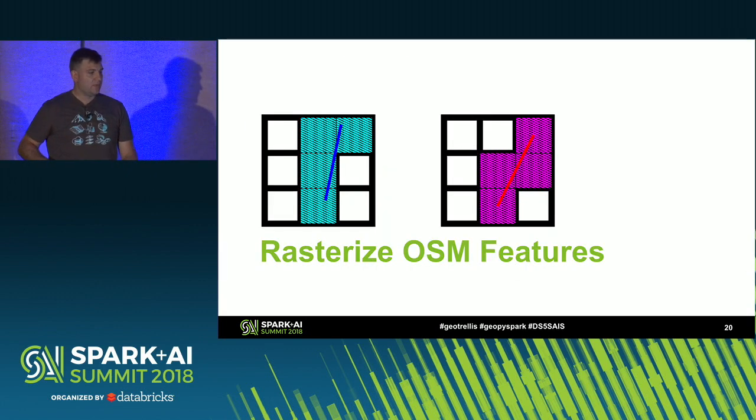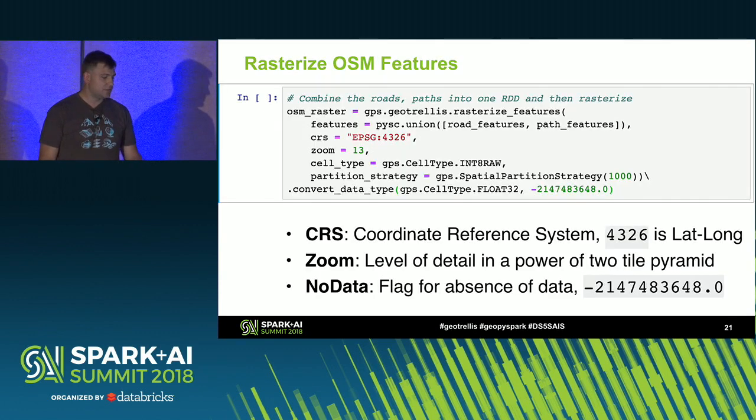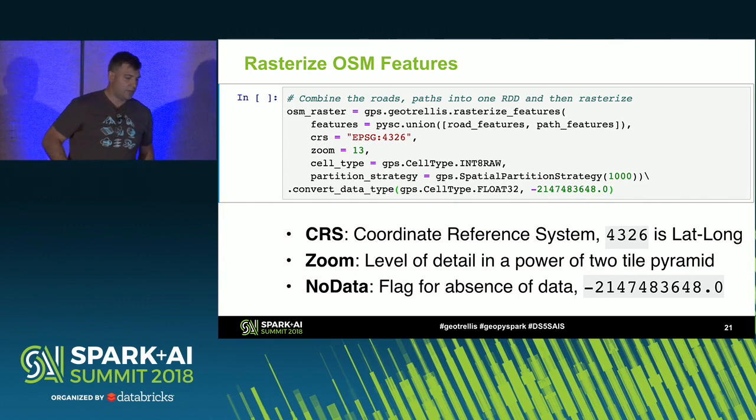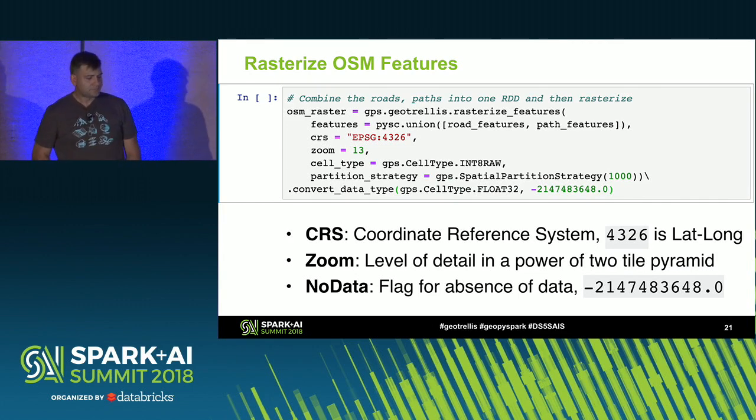Well, now that we've got that in memory, we're going to rasterize it. This is the process of taking the geometries, intersecting them with a raster grid, and encoding the values associated with them. The reason we're going to do it is because we're going to relate them to some other raster datasets. What does that look like in GeoPySpark?